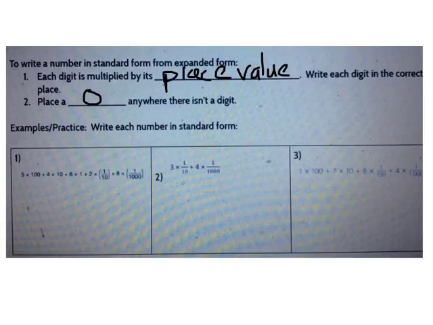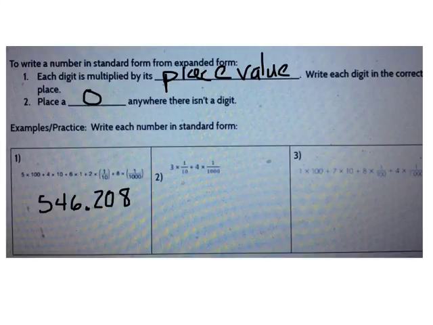5 times 100 plus 4 times 10 plus 6 times 1 plus 2 times 1/10 plus 8 times 1 over 100. Let's go ahead and solve that problem now. 5 is in the hundreds place, 4 is in the tens place, and 6 is in the ones place. 2 is in the tenths place right next to the decimal, but 8 is in the thousandths place. I have to put a 0 in the hundredths place.